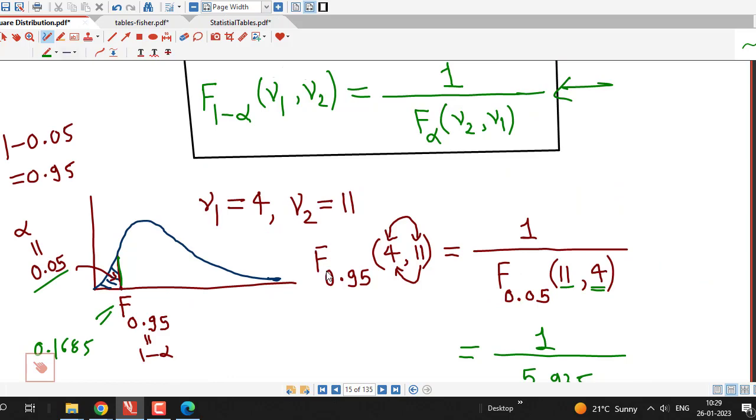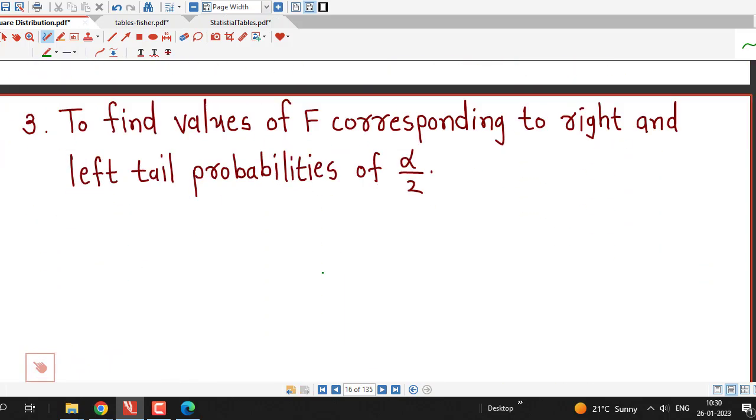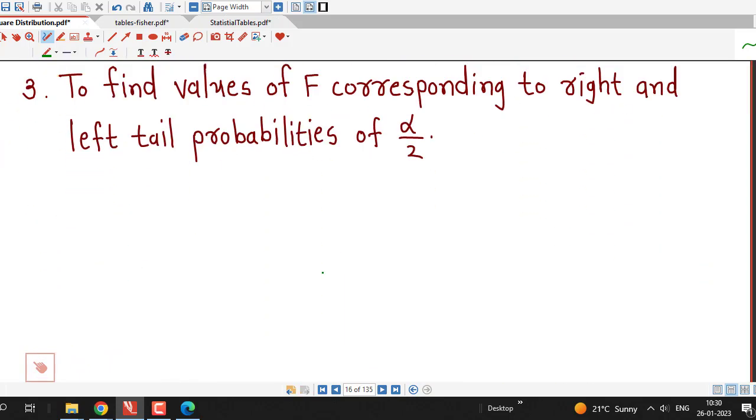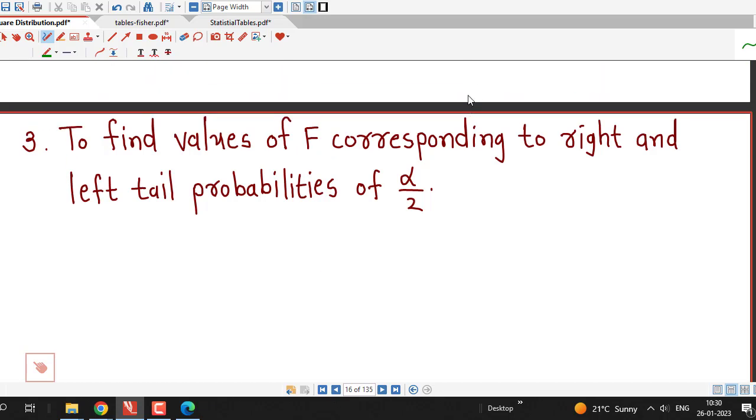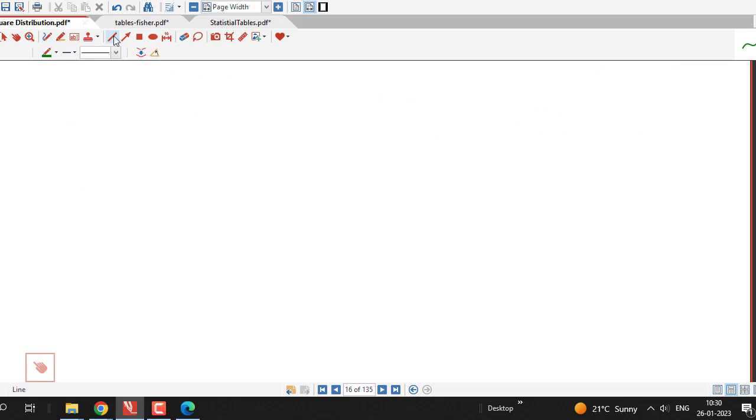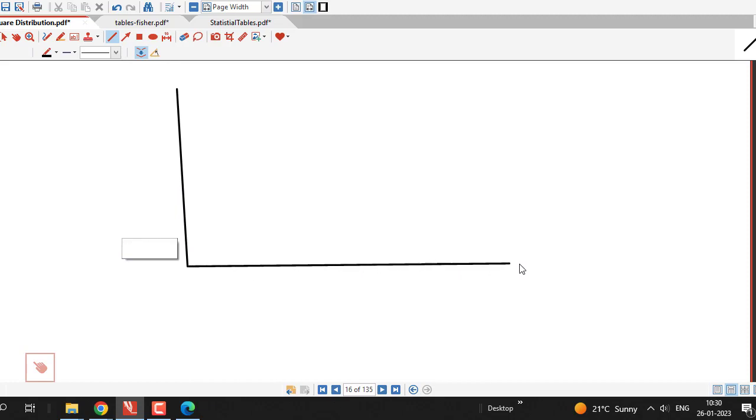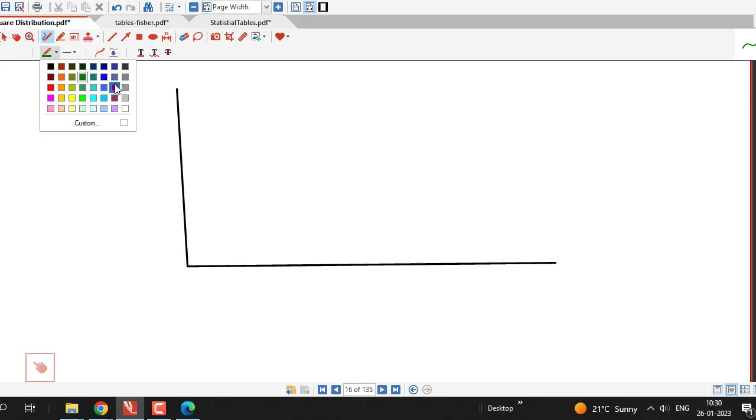Now suppose we are interested in the two tail probabilities, that is we have level of significance alpha, and suppose our hypothesis test is a two-tailed test. So in that case we are dividing the given level of significance into two equal values, and then we find the corresponding probabilities. That is similar to the chi-square distribution, but let me explain again for the F distribution. Here also we have the same procedure.